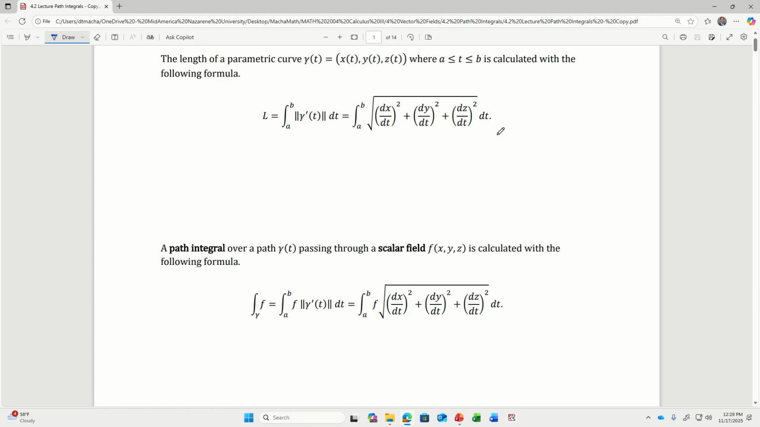This is the idea, right? So we know about parametric curves, we know about scalar fields that can assign a scalar to every point in space, and what you're doing is you're traveling along the parametric curve, and along your path you're adding up all the little values of the scalar field, the way that an integral adds things up.